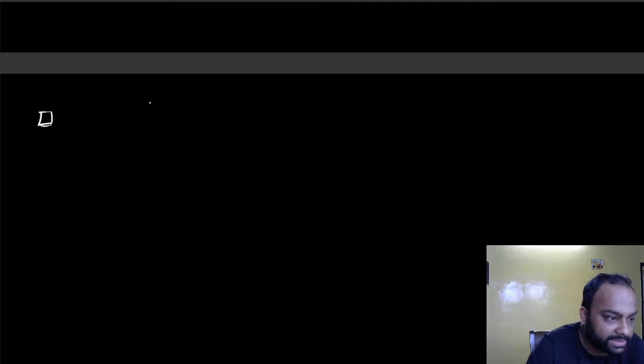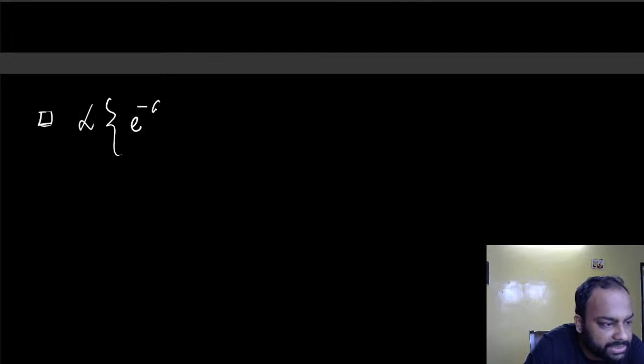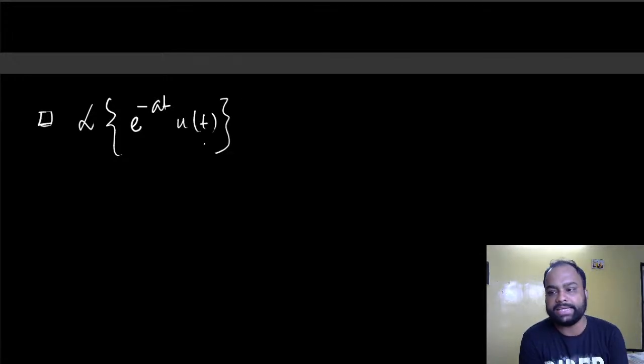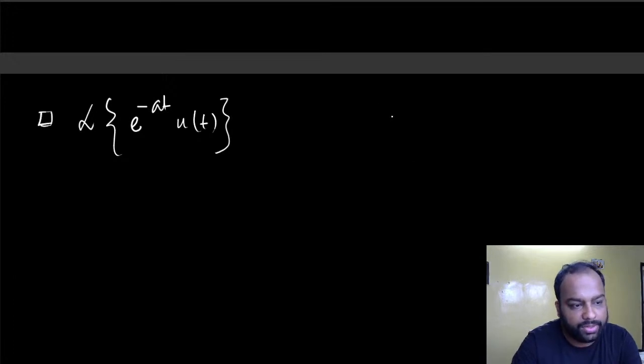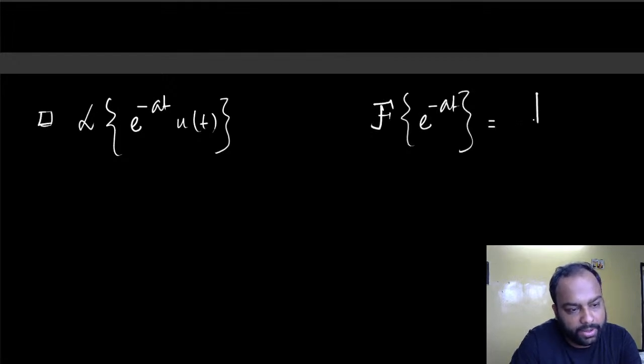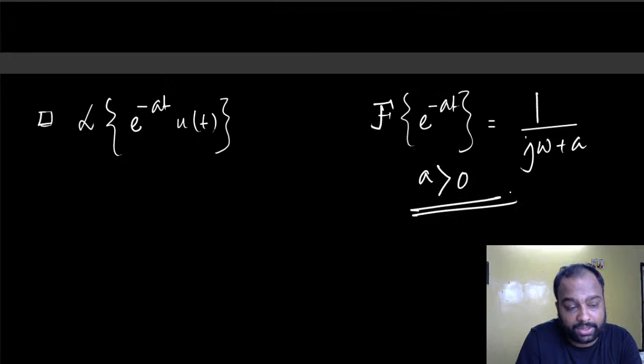Again, a causal example. The Laplace transform of e to the power minus at ut. Now, if I did this for the Fourier transform, I would have to assume a is positive. Otherwise, the Fourier transform won't exist. Just to recall, the Fourier transform of e to the power minus at would be 1 by j omega plus a under only one condition, that a was greater than 0. If a was less than 0, this Fourier transform won't exist.